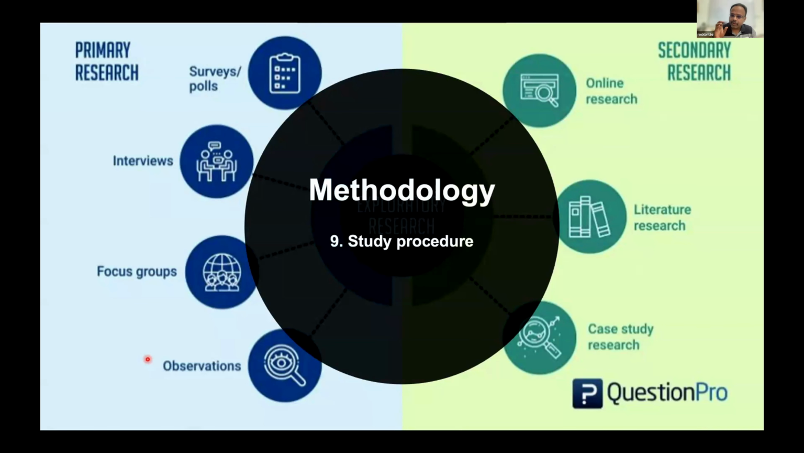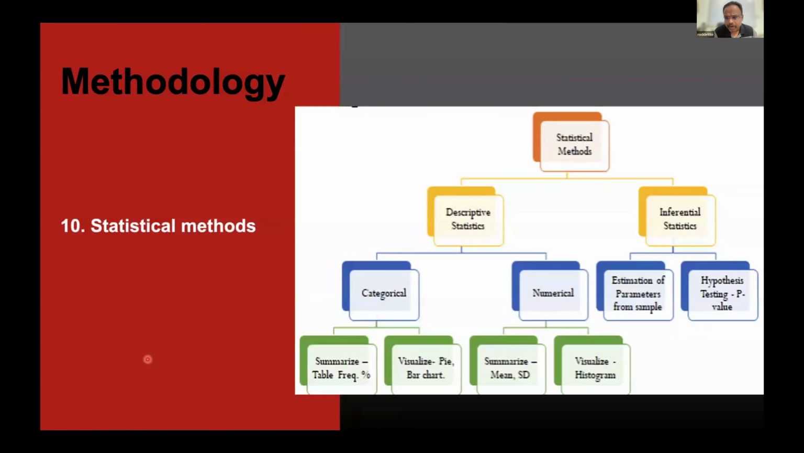How are you going to do the research? What does your questionnaire consist of? Your questionnaire should be attached in the annexure. So that also you need to remember. And the last most important part is the hook to the next session. That is the statistical methods.